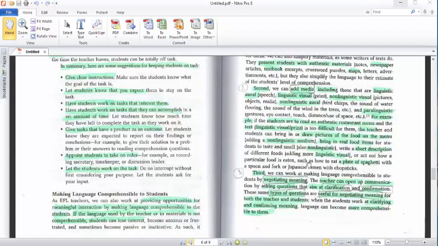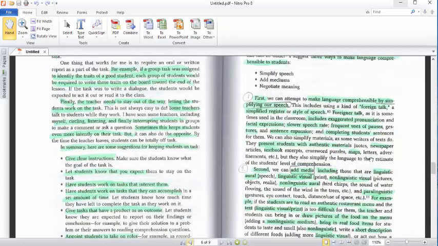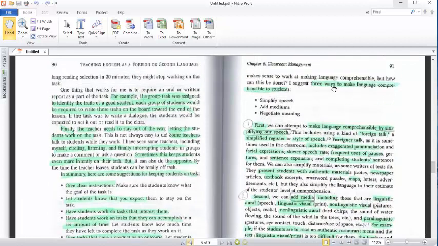So we have many ways. There are three ways to make language comprehensible to students. The first way is simplify speech, then add media, then negotiate meaning. So we have three ways to make language comprehensible to students. How can they comprehend?